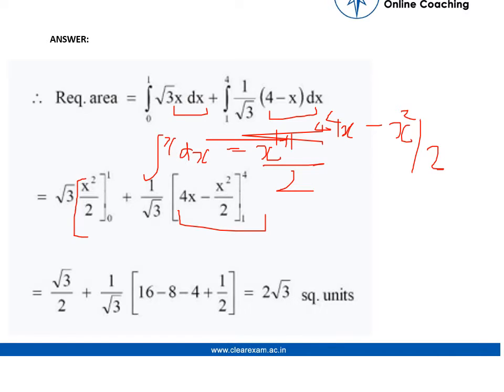Now we apply the limits 1 and 0. Similarly, we apply the limits 1 and 4 over here. So it finally gives us root 3 upon 2 plus 1 upon root 3 into this value, which comes out to be 4.5. So when we solve this entire equation, we get 2 root 3 square units, which is the total required area.